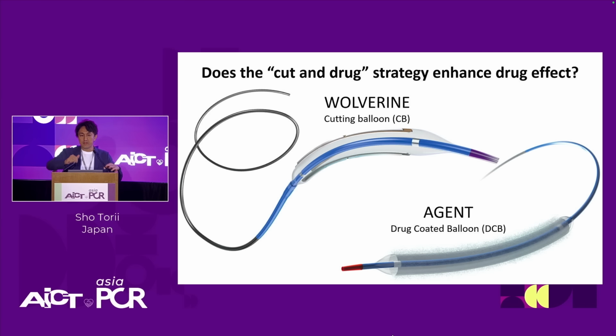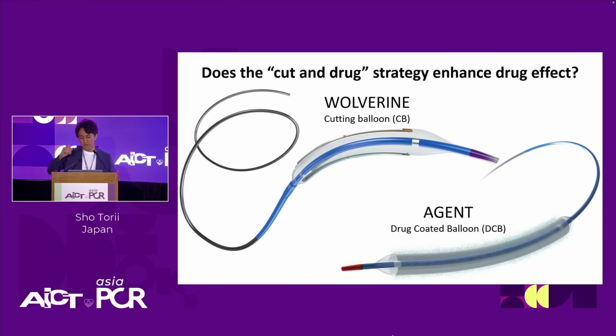So the concept is cut and drag. If you use Urbarin and cut the surface of the vessel, and after that we use DCB, can this drug effect be maximized after Urbarin usage or not? That is one big question.